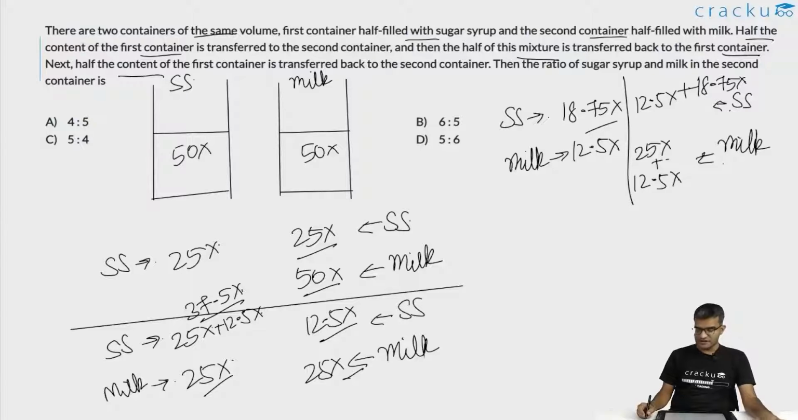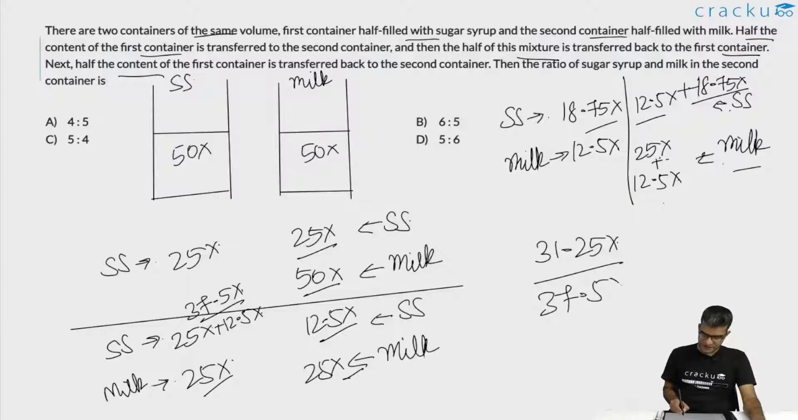So the total sugar syrup in the second container will be 12.5x plus 18.75x, which is 31.25x, and milk will be 25x plus 12.5x, which is 37.5x. This is the ratio of the sugar syrup to milk in the second container. You can cancel x on both sides. To remove decimals, let us multiply the numerator and denominator with 4.